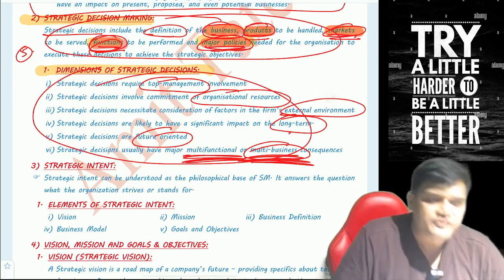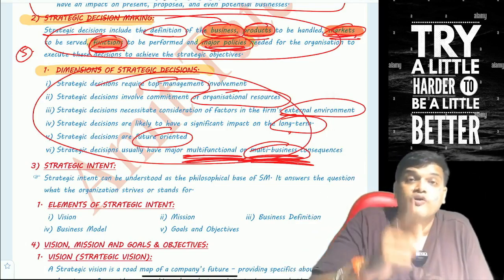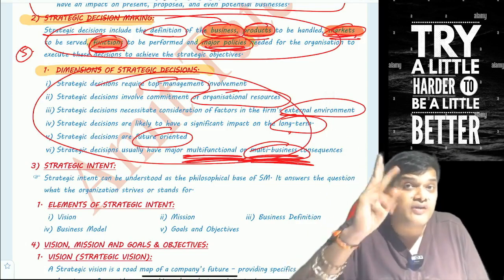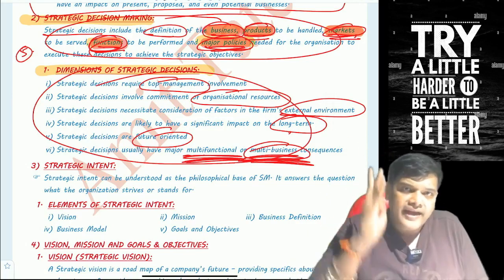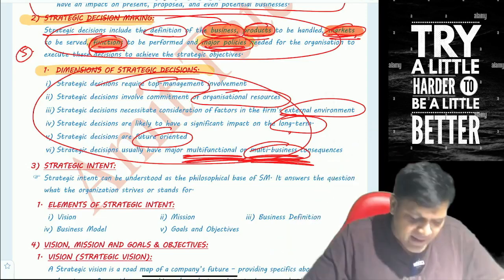So what are the dimensions of strategic decision making? Totally easy. There are 6 dimensions of strategic decision making. First of all, it is focusing on top management. Second, it is focusing on commitment of organization resources. Third, it is focusing on external environment. Fourth, it is focusing on long term. Fifth, it is focusing on future. And last is multi.